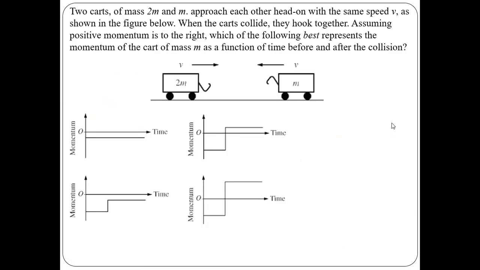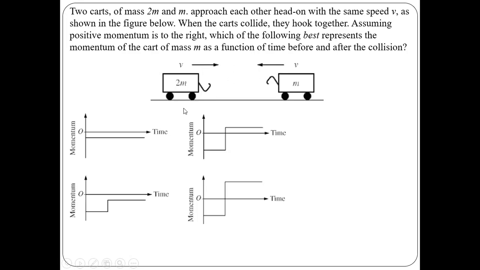Alright, the next one here is a little tricky, I think. Conceptually, you have a 2m mass moving to the right. It's going to collide with another cart with mass just m, with the same speed, just in the opposite direction. As you can see in this diagram, this is v, that's v, except one's pointing right, one's pointing left.